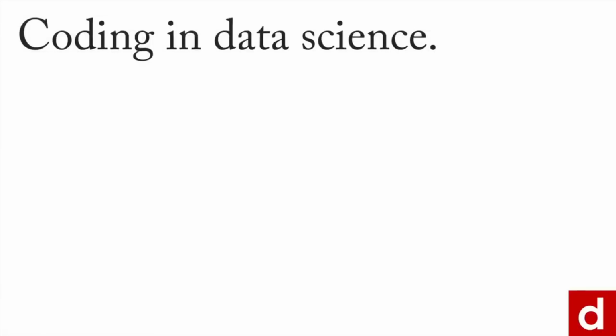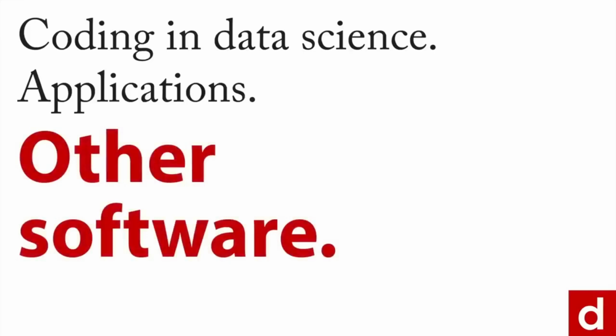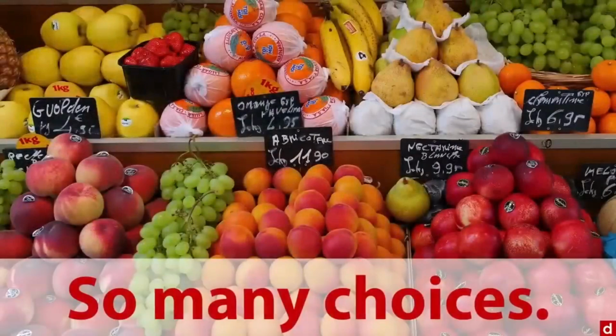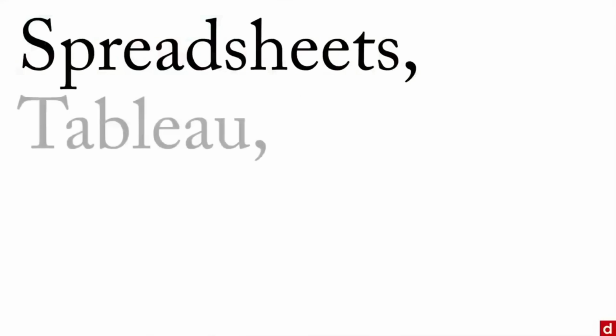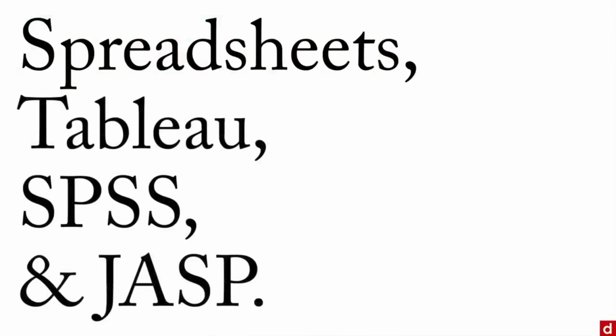Let's finish up our discussion of coding and data science, the applications part of it, by just briefly looking at some other software choices. And I'll have to admit, it gets kind of overwhelming because there are just so many choices. Now, this is in addition to the Spreadsheets and Tableau and SPSS and JASP that we've already talked about. I mean, there's so much more than that. I'm going to give you a range of things that I'm aware of, and I'm sure I've left out some important ones or things that other people like really well.